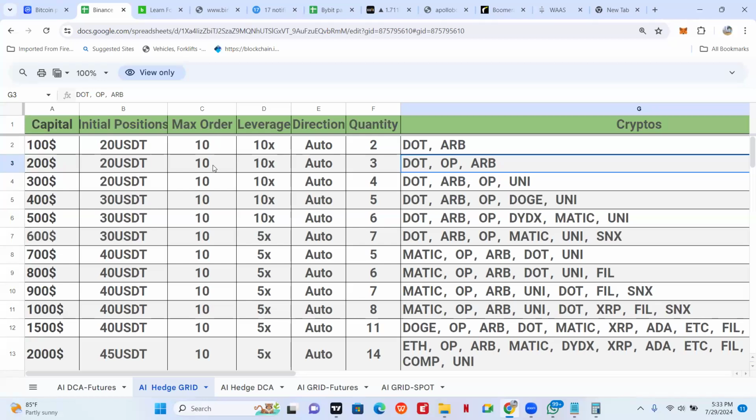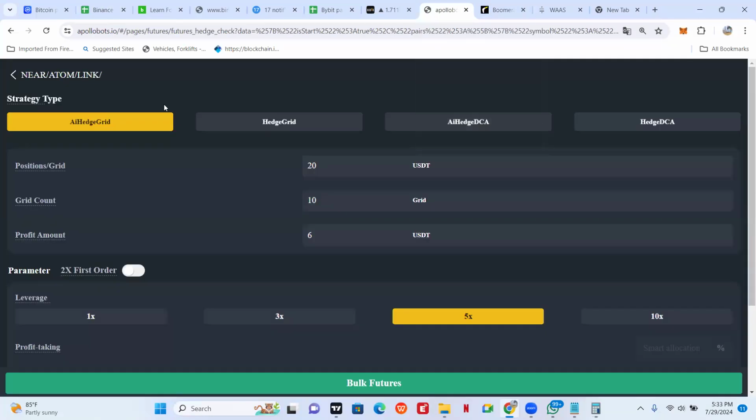What is the max order? 10. What is the initial position? Initial position is 20, right? Let's go with that. So let's go with the flow.